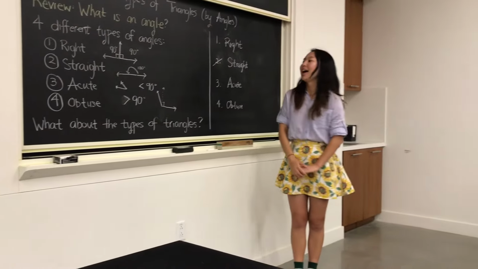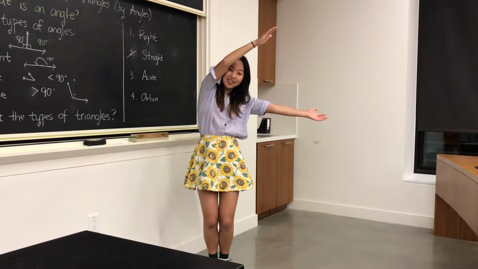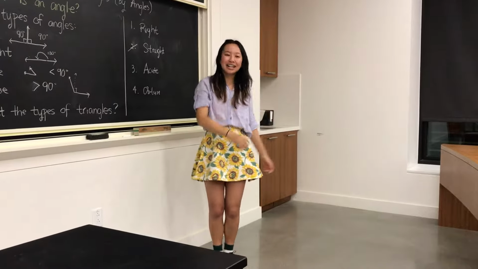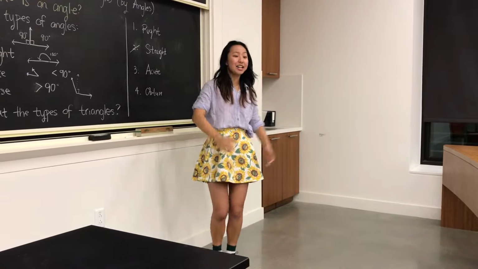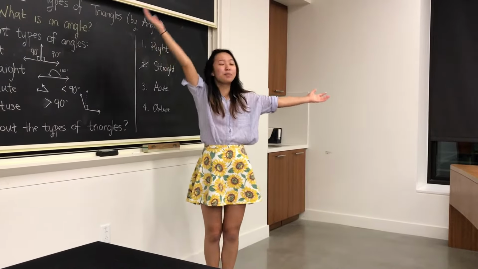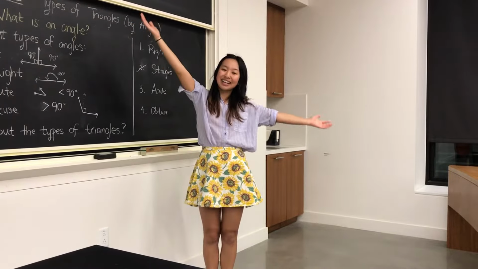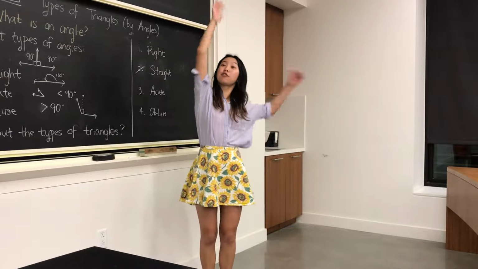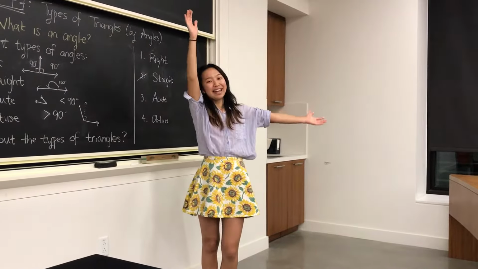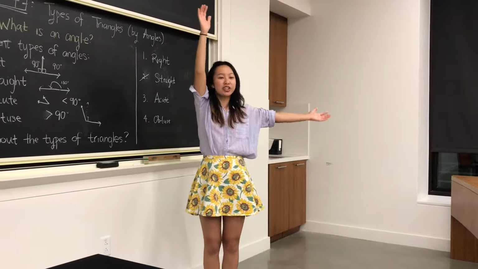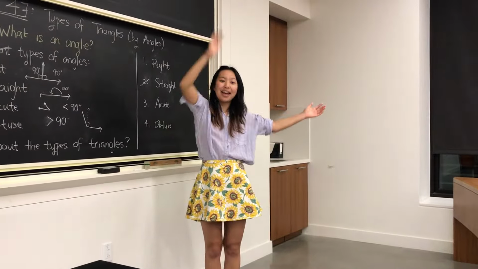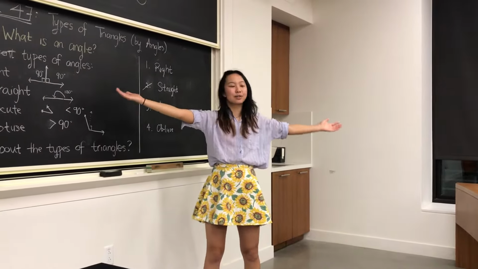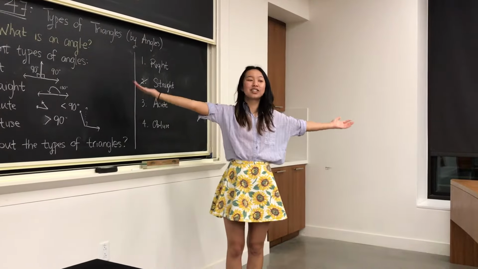How about that? This is an acute angle, acute angle, acute angle. It has less than 90 degrees. That is why it's cute. This is an obtuse angle, obtuse angle, obtuse angle. It has more than 90 degrees. That is why it's obtuse. This one is a right angle, a right angle, a right angle. It has only 90 degrees. That is why it's right. Finally, a straight angle, a straight angle, a straight angle. It has 180 degrees. That is why it's straight.